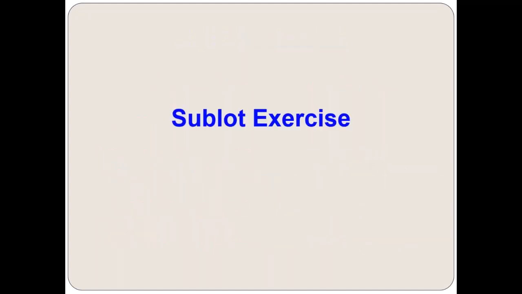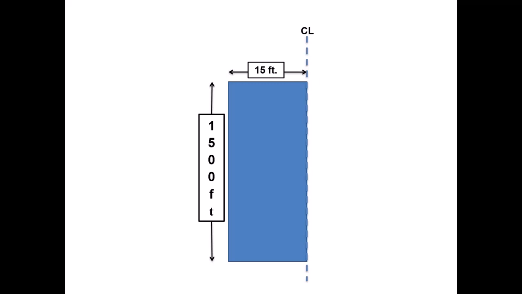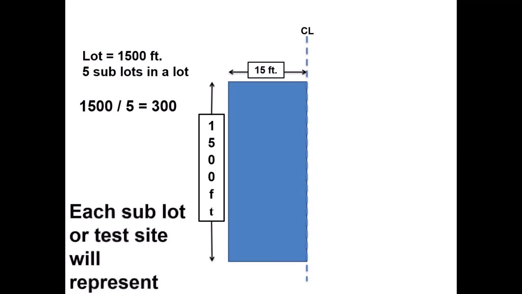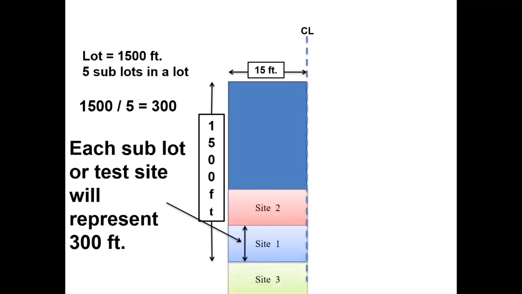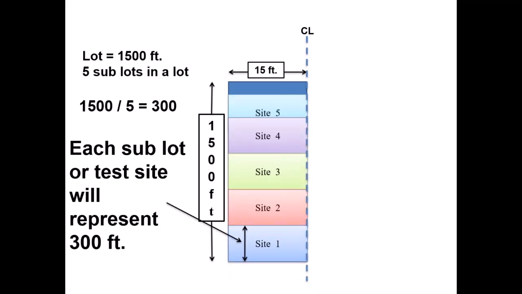We'll go through an exercise here for determining the sublots and testing locations. It'll be a review for most, but for the guys new into the industry, it'll be a useful exercise. We're looking at a 1,500 foot lot. In this example, we're going to be paving 15 foot wide. So our lot has 5 equal sublots. Each sublot will represent 300 feet. And just as a visual reference, there's our 5 sublots within that lot.